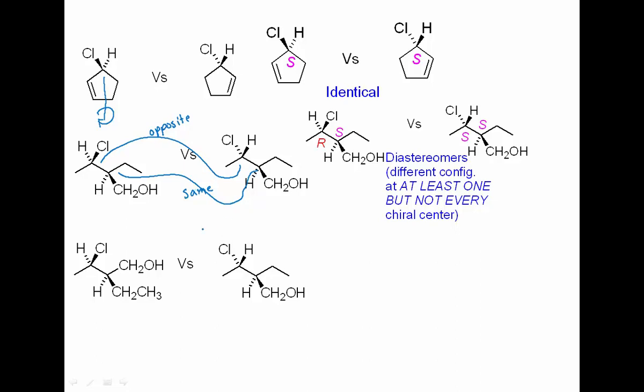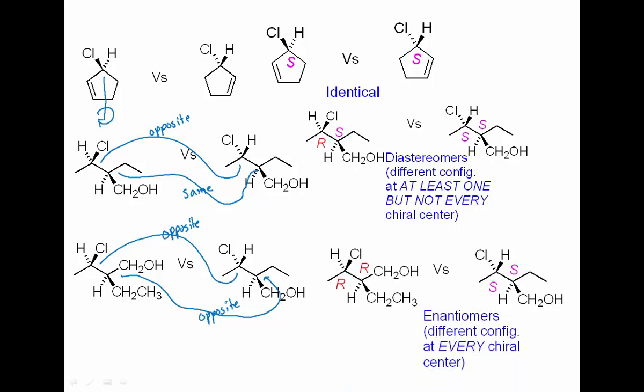Okay, let's look at this one here. Okay, opposite. And what about here? Hydrogen's the same, but we've interconverted CH2OH and ethyl. These are also opposite. So they're different at every single chiral center. There's no possibility of it being a meso compound. Thus, these are enantiomers, different configuration at every chiral center.